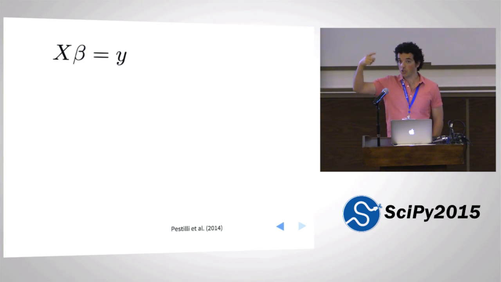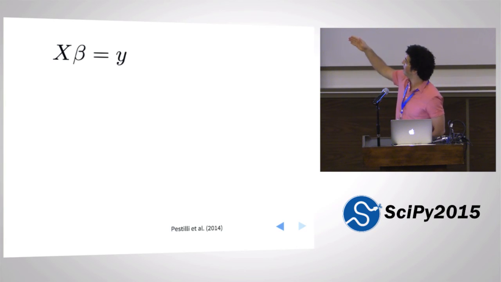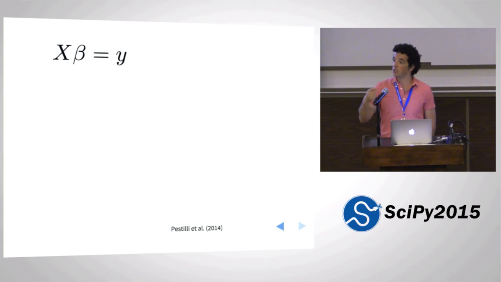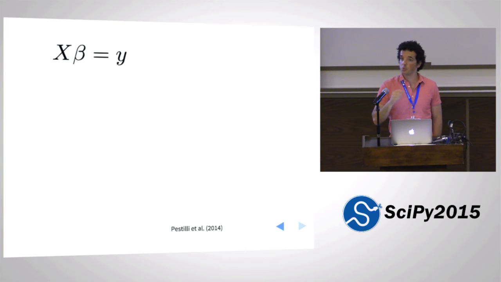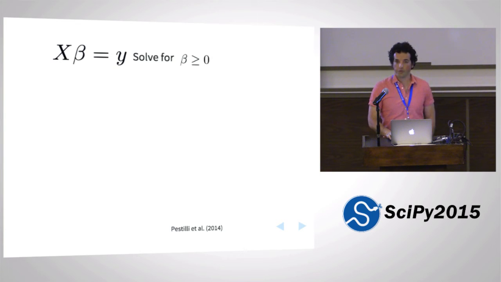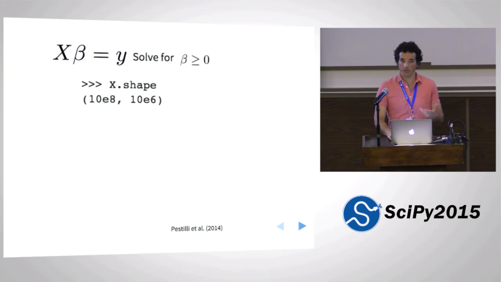Y is then the signal measured across all the voxels. And now we need to estimate these betas, the weights on each one of the tracks, to tell us which one of the tracks actually fits the signal. We solved this big matrix problem for non-negative weights, where part of the challenge is that this ends up being quite a big problem.